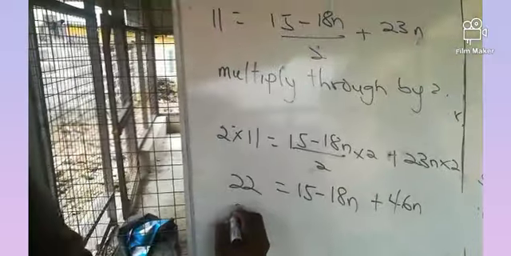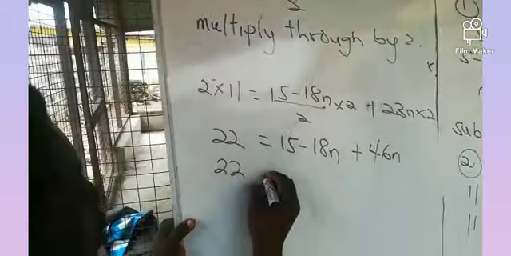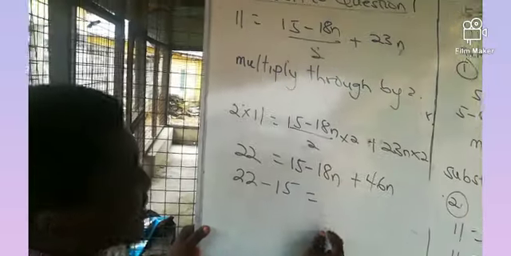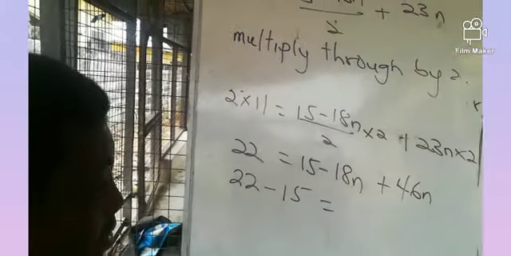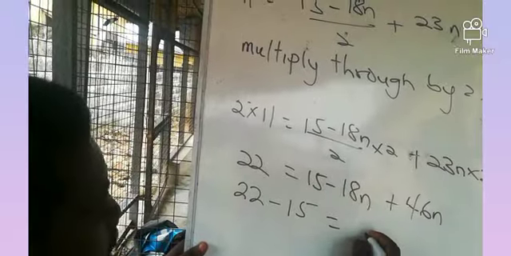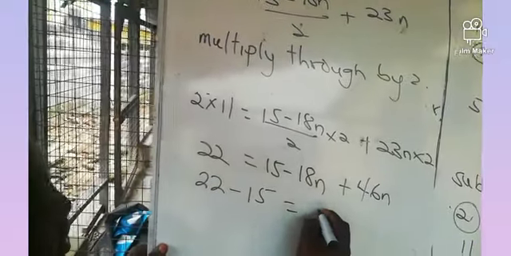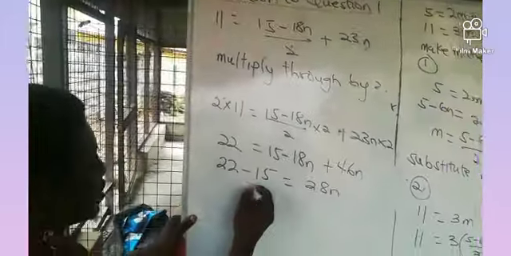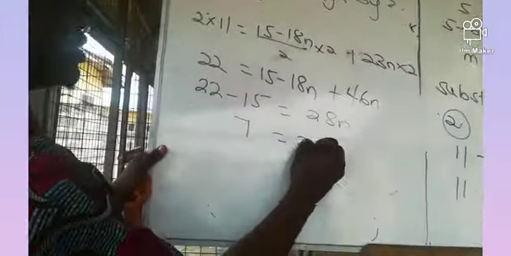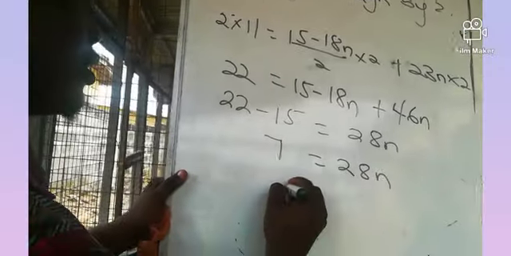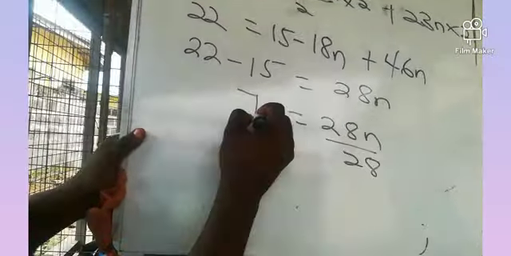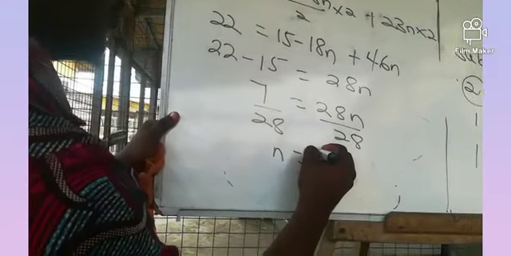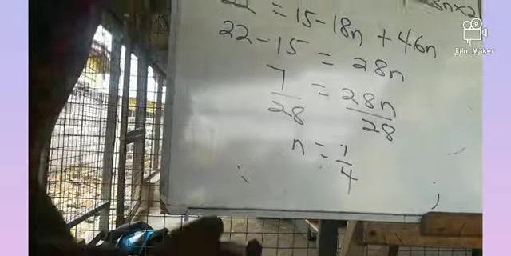We are going to get 22 minus 15 is equal to, what is 46 minus 18? 46 minus 18 gives us 28n. And from this you get 7. So you get 28n is equal to 7 over 28. So our n is 1 over 4.